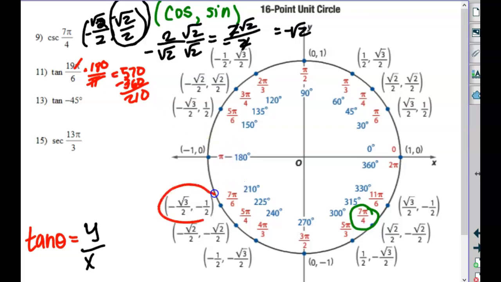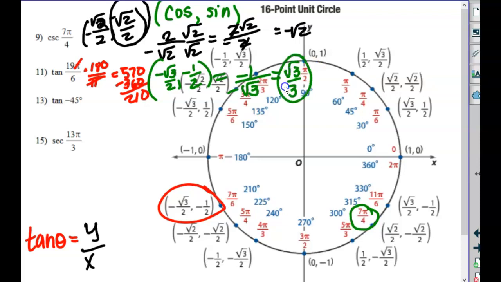We go to 210, and the ordered pair is here: negative square root of 3 over 2, comma negative 1/2. It's tangent, so it's the y value over the x, which is negative 1 over negative square root of 3, which is going to become what? Square root of 3 over 3, and it's going to become positive, yes? No? This is a review topic, guys, if you have not done the homework on this yet.